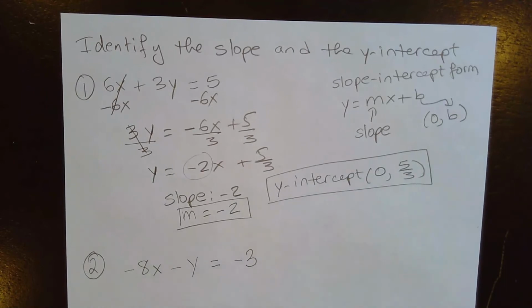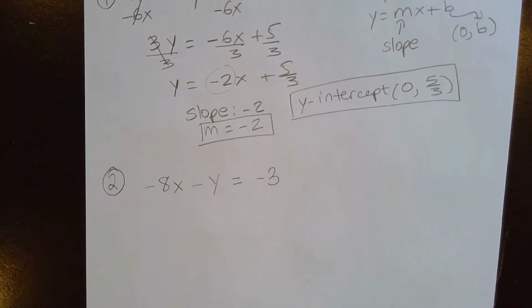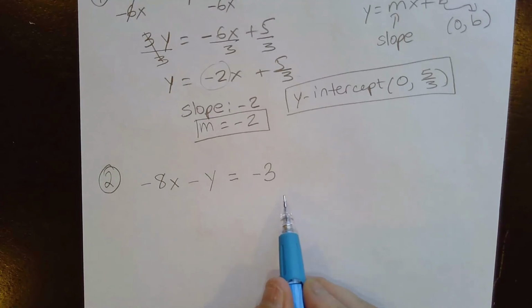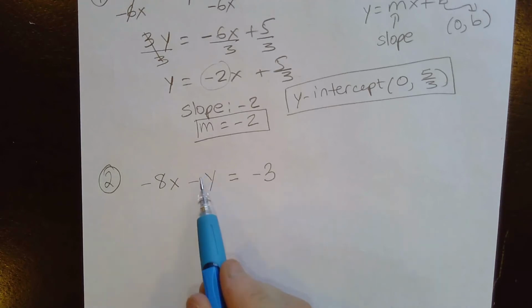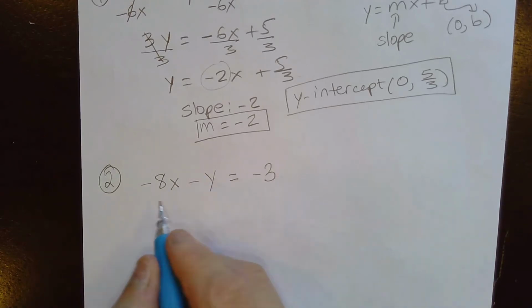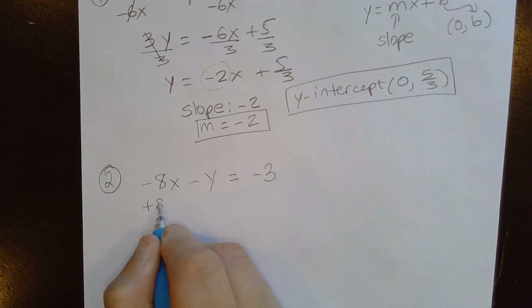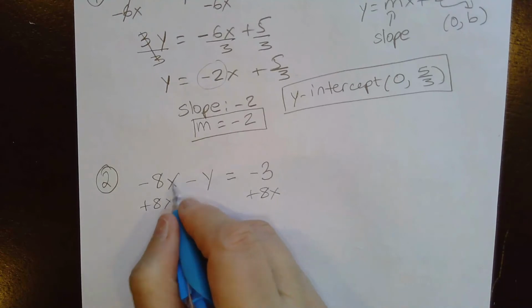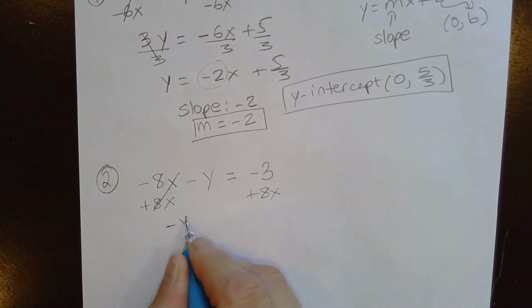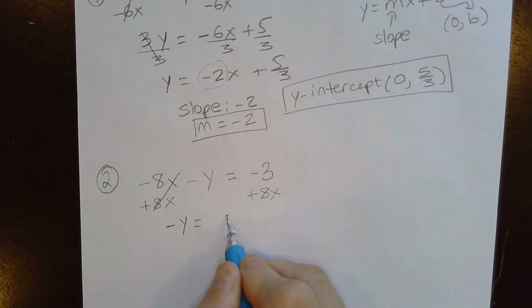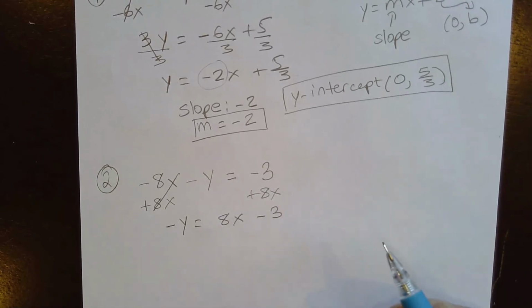Now let's look at our second example. Here we have negative 8x minus y equal to negative 3. Again, in order to find the slope and the y-intercept, we need to isolate y. So we have to get rid of this. We have to take this to the other side of the equation. We do that by adding 8x on both sides of the equation. So this would cancel, and you'd be left with negative y equal to positive 8x, or 8x minus 3.